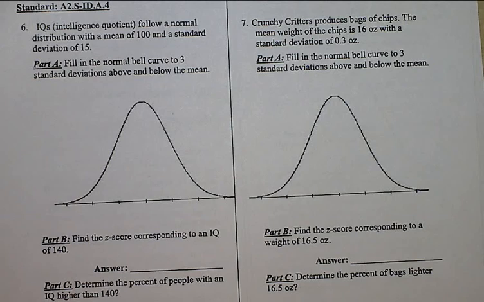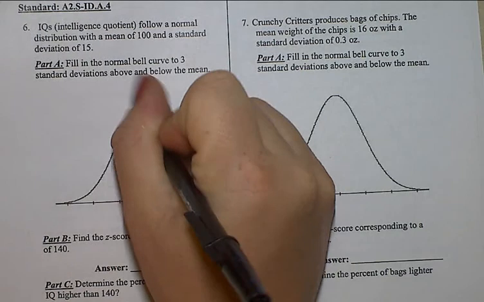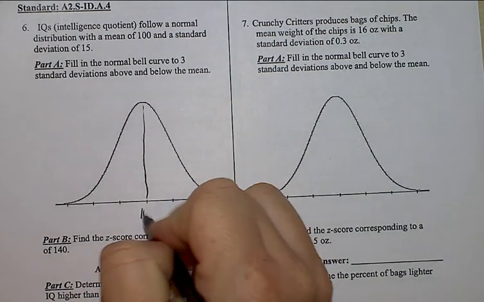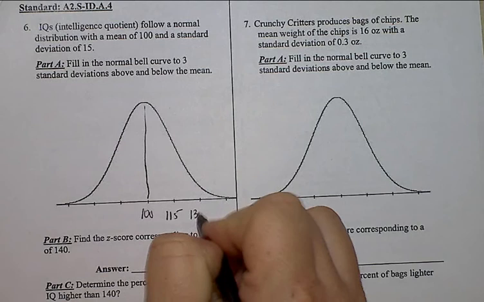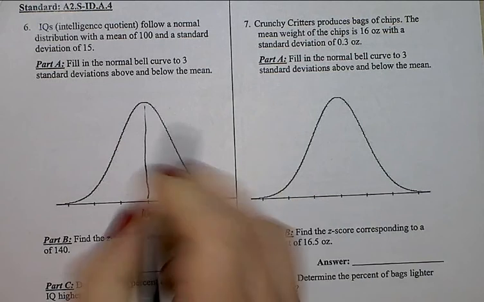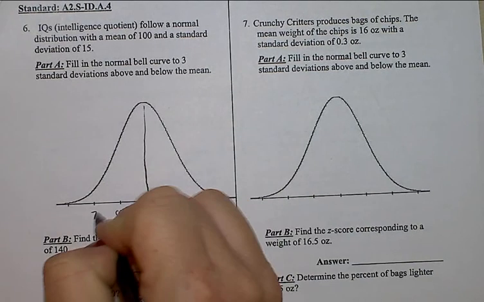In your review packet, we're going to do 6 and 7. IQs follow a normal distribution with a mean of 100 and a standard deviation of 15. So let's do that real quick. There's 100, 115, 130, 145. Going down, 85, 70, and 55.